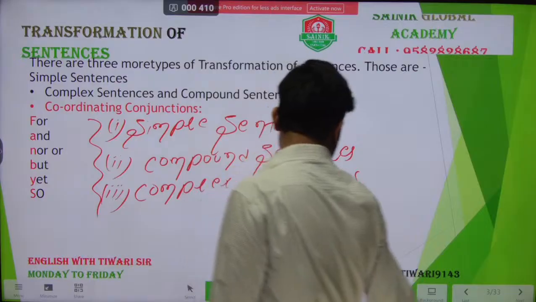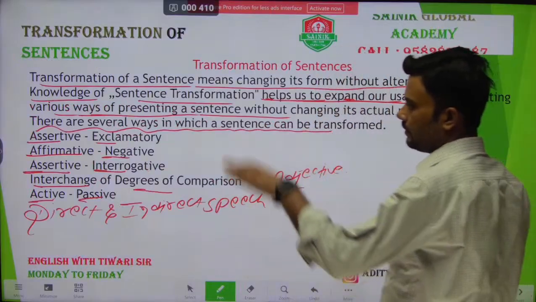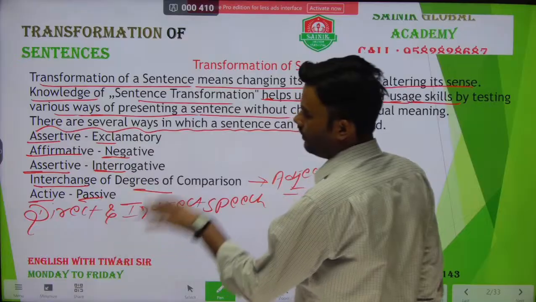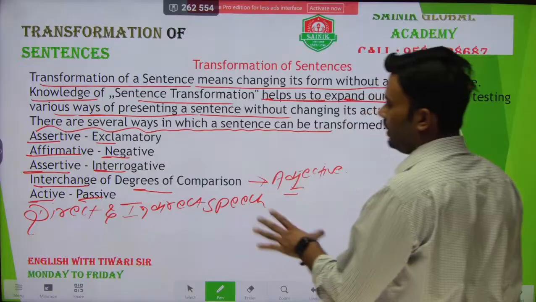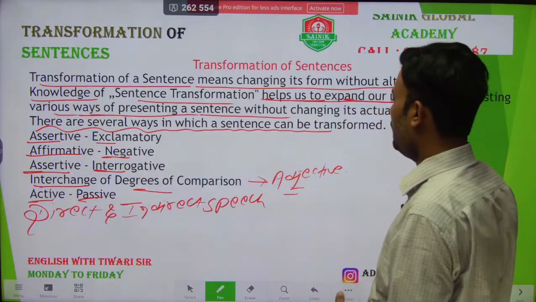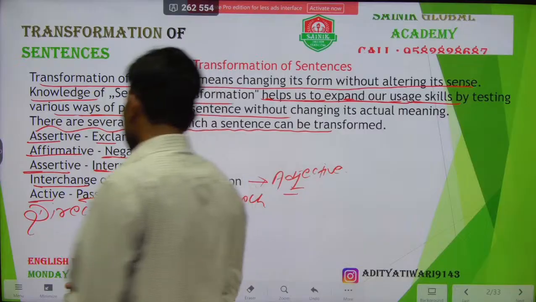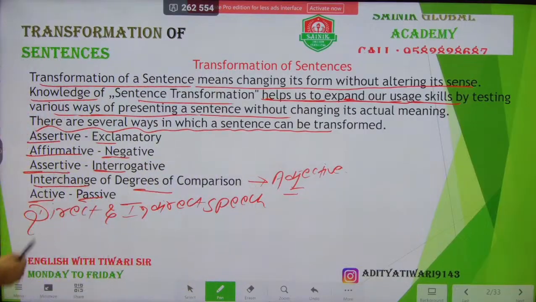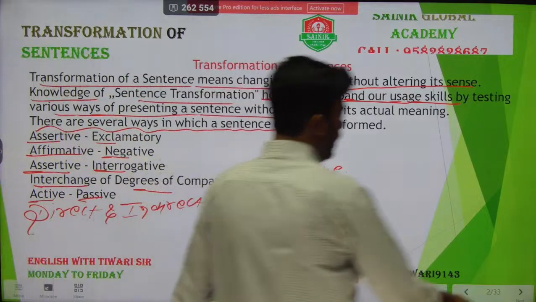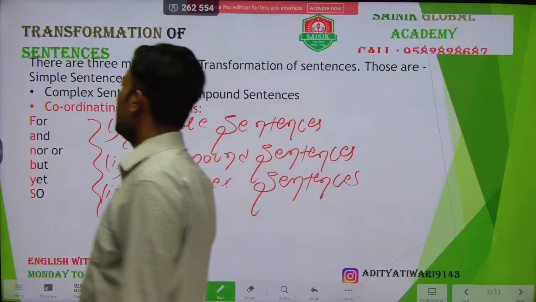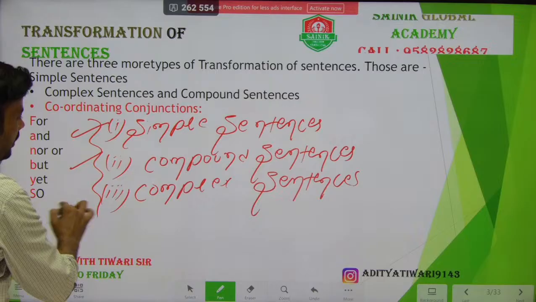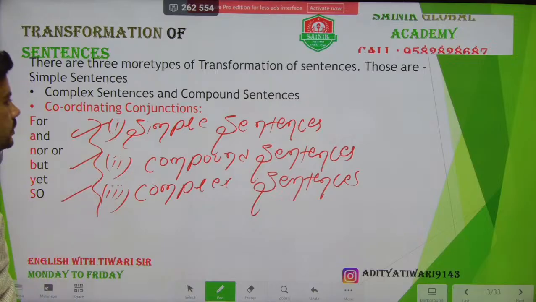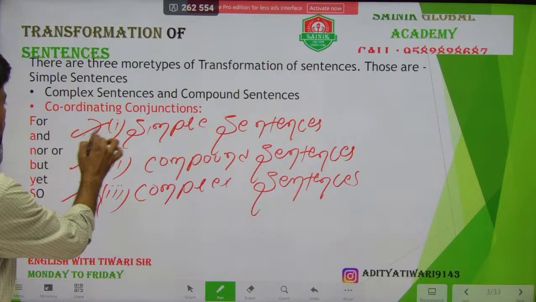Here I taught you that we can change sentences from assertive to exclamatory, affirmative to negative, assertive to interrogative, and interchange degrees of comparison, which are part of adjective. Then we will study direct and indirect speech, also a part of transformation of sentences. Apart from that, there are more types: simple, compound, and complex sentences, which I will also teach you. But we will start from simple sentences first.